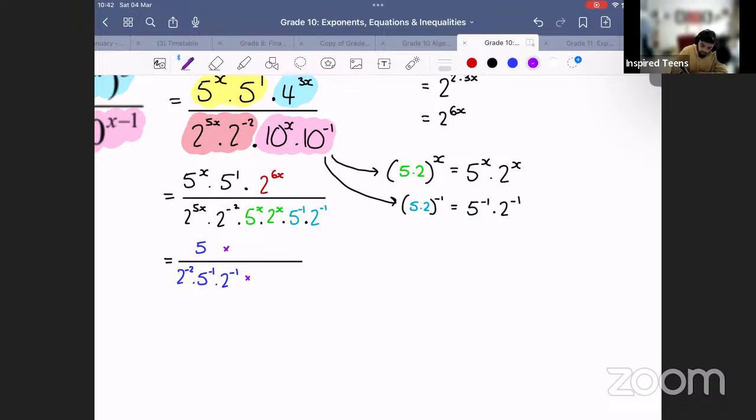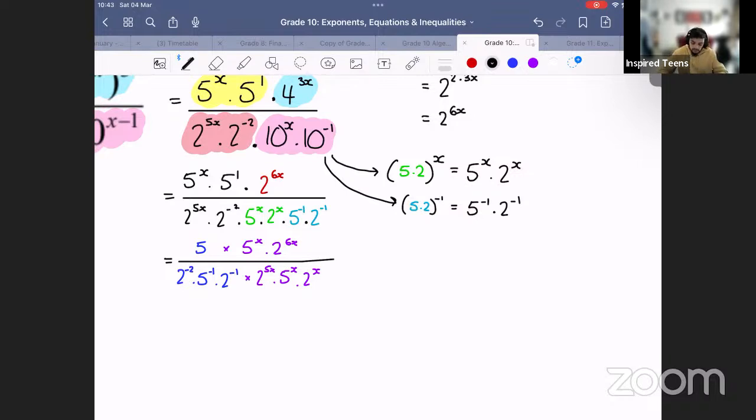Okay, now I'm going to work with my variable terms separately. So 5 to the x times 2 to the 6x. And then at the bottom I have 2 to the 5x times 5 to the x times 2 to the x. That's about it. So I haven't changed anything. Absolutely nothing. I'm just arranging it differently, maybe for you to better understand how you can simplify this.